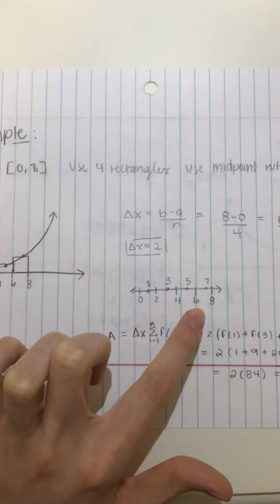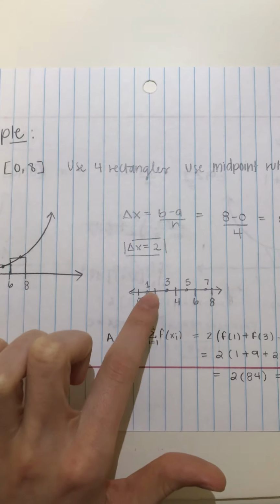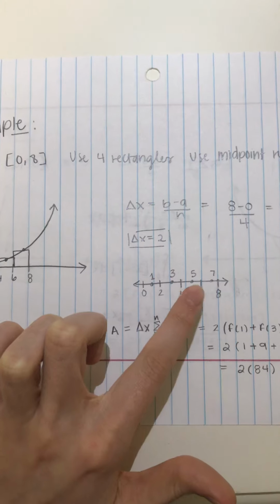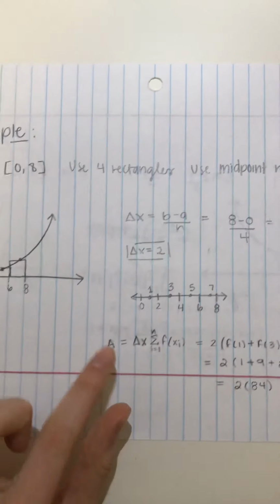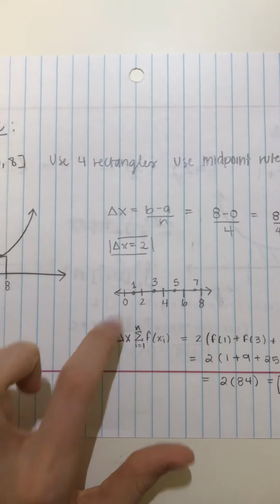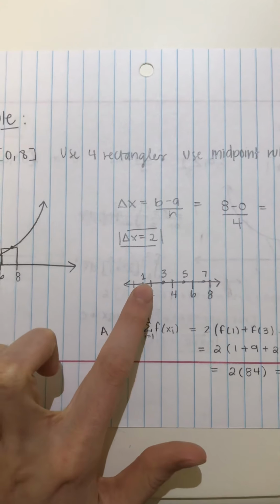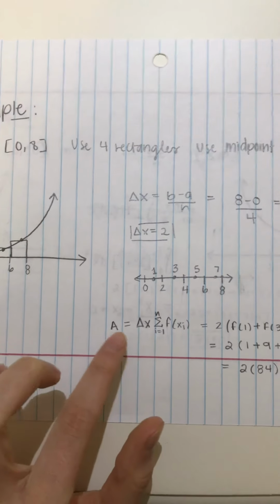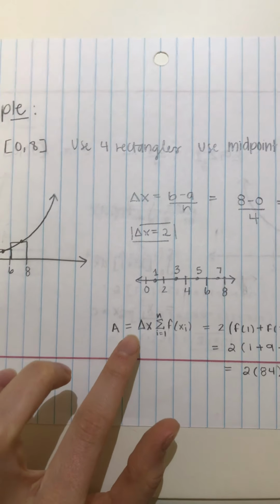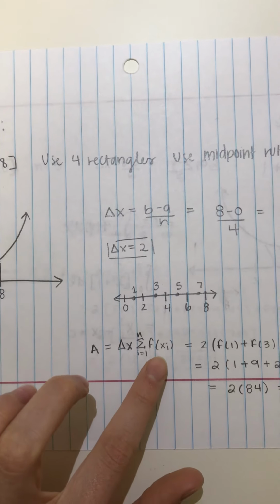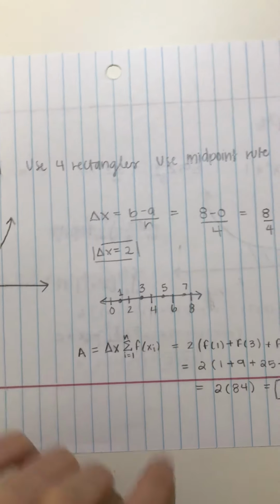Now, they want us to use the midpoint rule. So I'm going to find the midpoint in between each section. So that is 1, 3, 5, and 7. To approximate the area using midpoint rule, I am going to multiply delta x by the sum of these functional values at these midpoints. So the area can be determined by multiplying delta x by the sum of the function's values at these midpoint values.